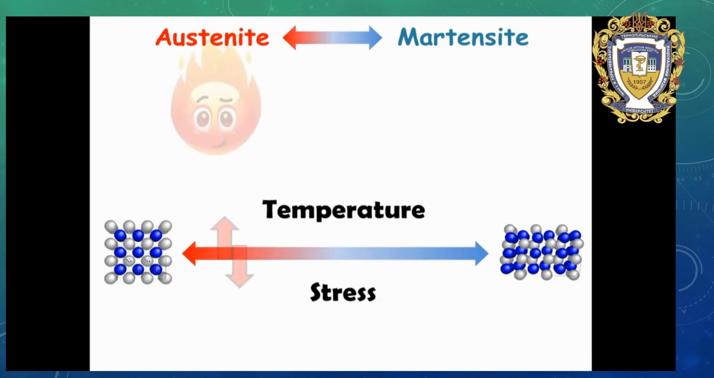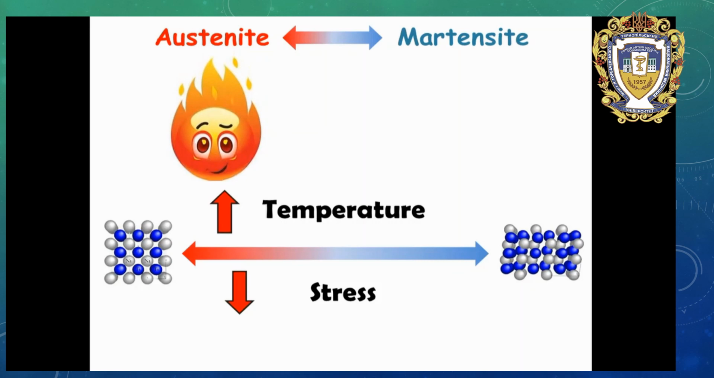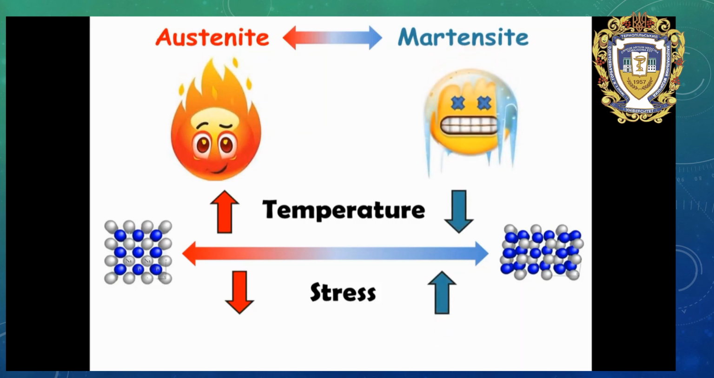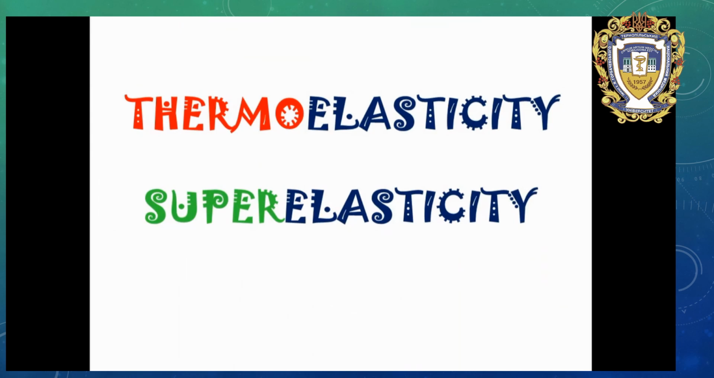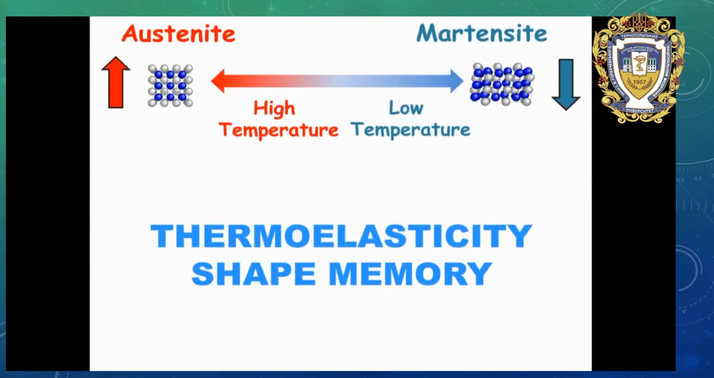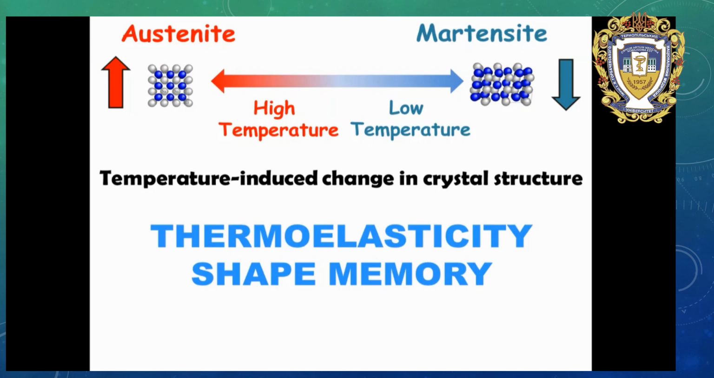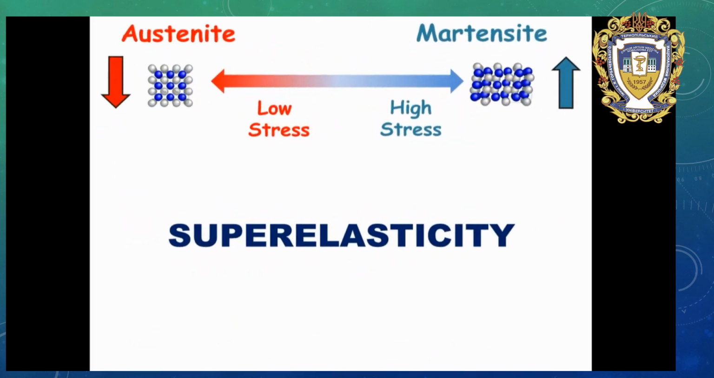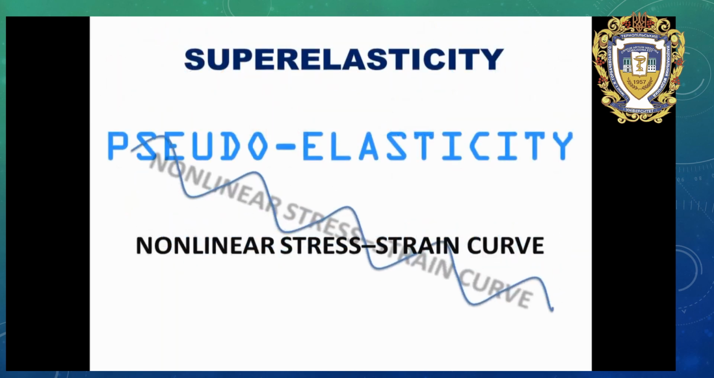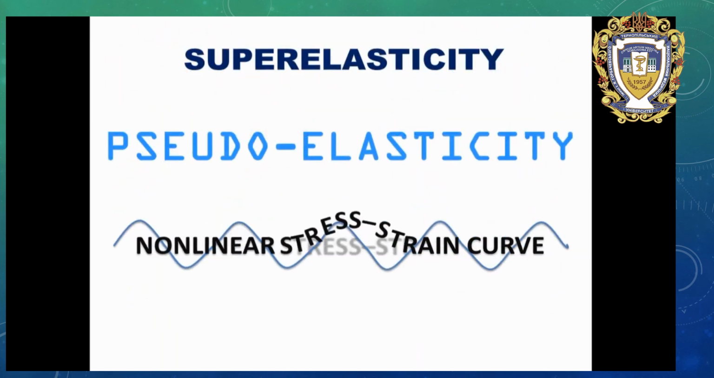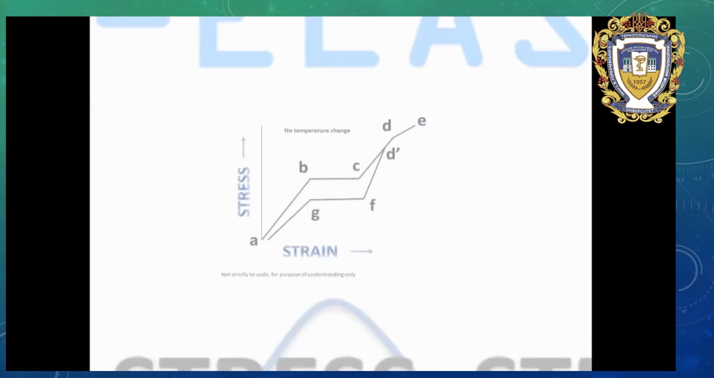The austenitic phase is stable at high temperature and low stress, while martensitic phase is stable at low temperature and high stress. Because of this, two remarkable properties are found in nitinol alloys: thermoelasticity and superelasticity. The temperature-induced change in crystal structure is called thermoelasticity or shape memory, while the stress-induced change in crystal structure is called superelasticity, frequently described as pseudoelasticity, due to the non-linear stress-strain curve, which is not typical of elastic behavior.